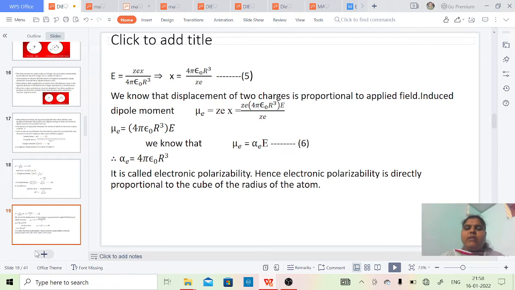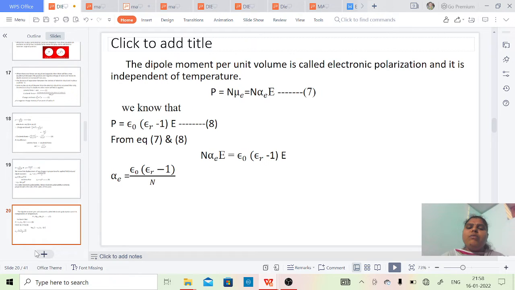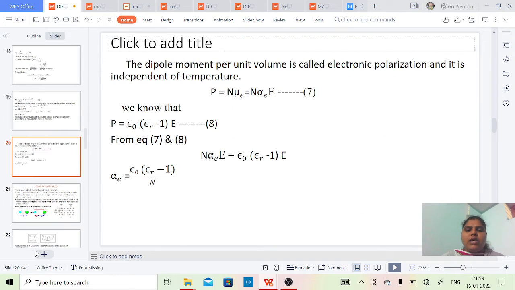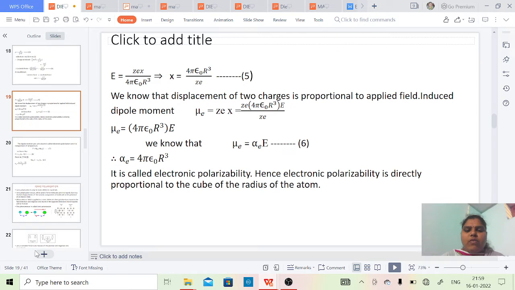Next, the dipole moment per unit volume is called electronic polarization, and it is independent of temperature. We know this equation from the previous definitions, and from that we are replacing these values. Now P equals some value according to the dipole moment equation, and P equals another value, that is about permittivity. Now equating these two, we get the value of alpha_e. Here is some alpha_e value and here is some alpha value.